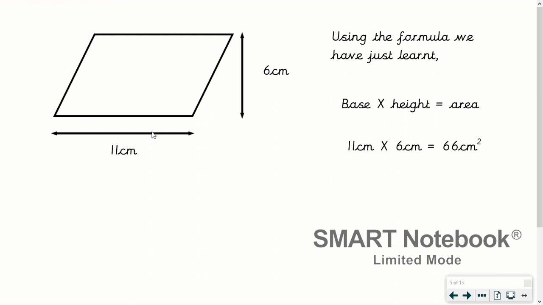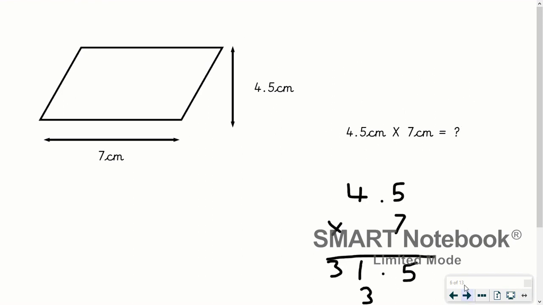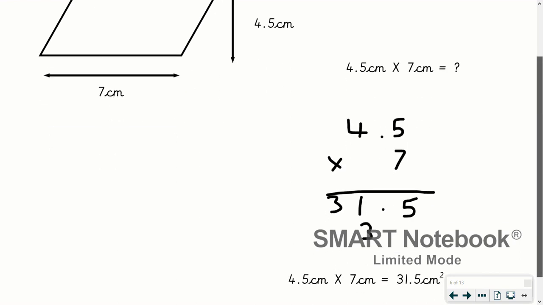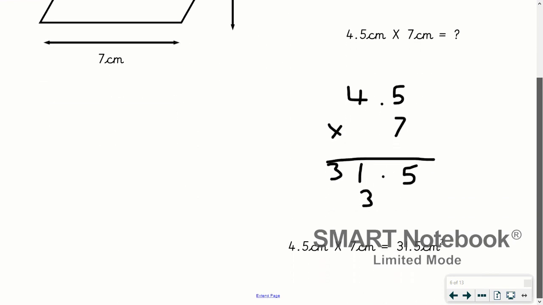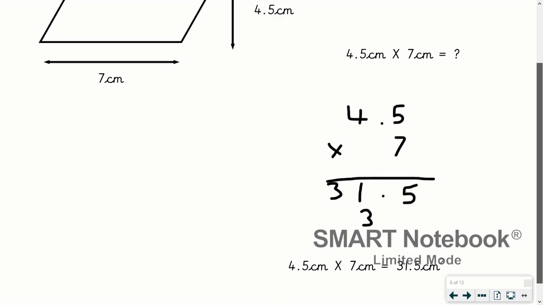Because we're working with area, we put squared after our answer. That's it. Base times height. As long as you've got a perpendicular height, and you've not got a side length here, which wouldn't be useful. As long as it looks like the full height of a shape, that's it. You can find your area. This one, 7 times 4.5, because base is 7, perpendicular height is 4.5. 4.5 times 7 is 31.5. So our area is 31.5 centimeters squared.